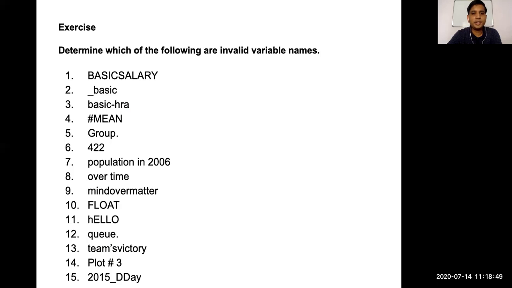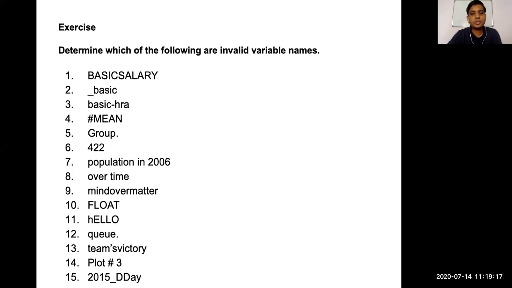Who is saying valid? The correct answer is invalid. Why? Because there is a dash between the basic and HRA. Dash is not allowed. The next one is hash mean. Invalid, yes, correct. Next one, group dot something: invalid. Why invalid? Because there is a dot, a full stop. Yes. Next one, 422: invalid. Yes.